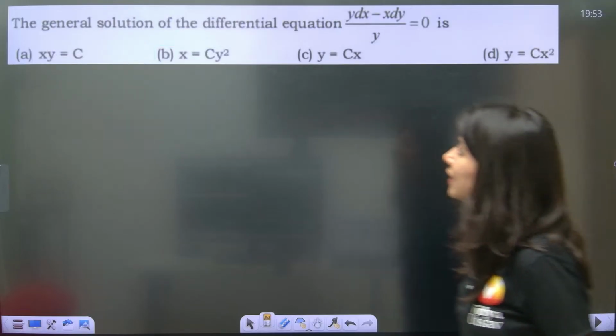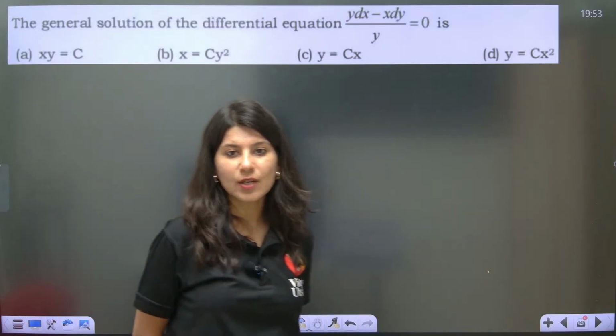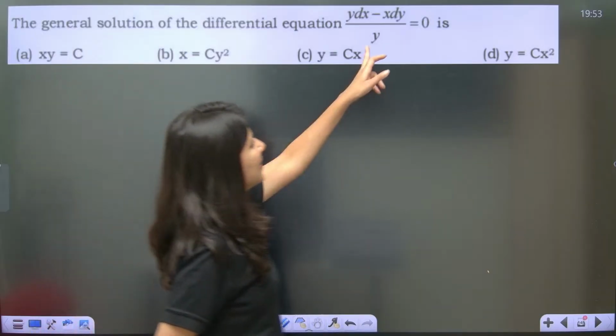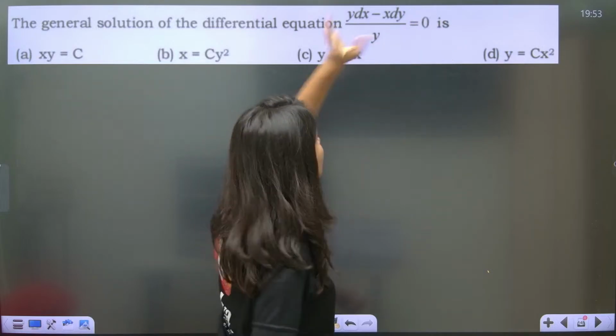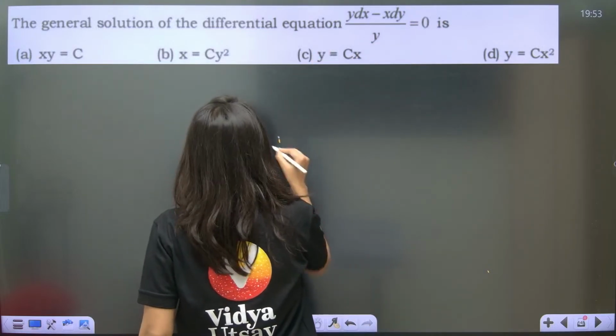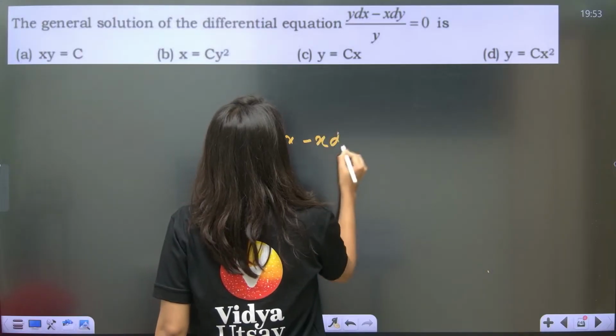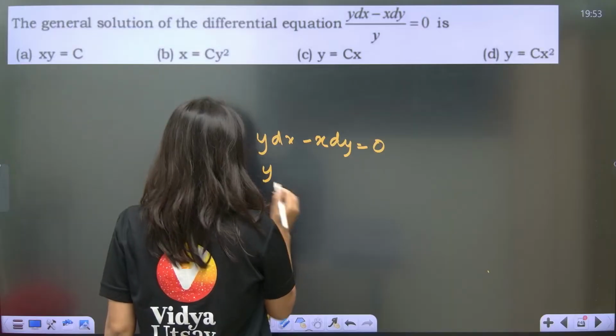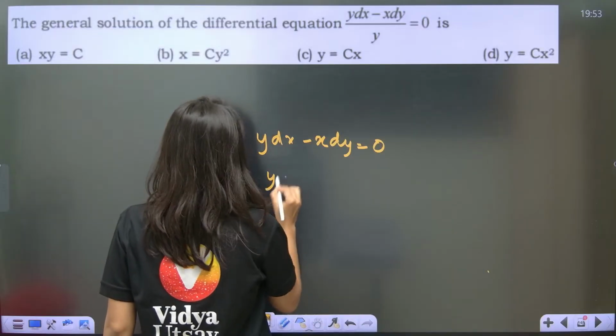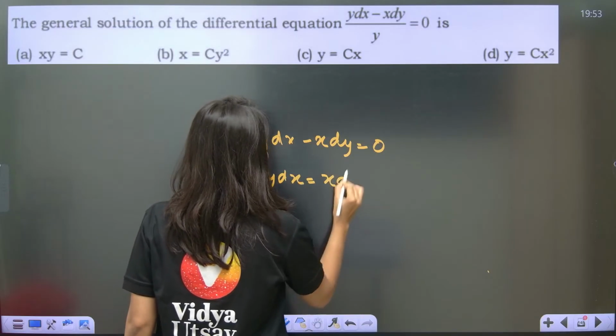Now, the general solution of the differential equation. Clearly this y will go in the numerator of the right hand side. y multiplied by 0 is gone. So y dx minus x dy is 0. Variable separable, easy guys. So this is what? y dx is equal to x dy.